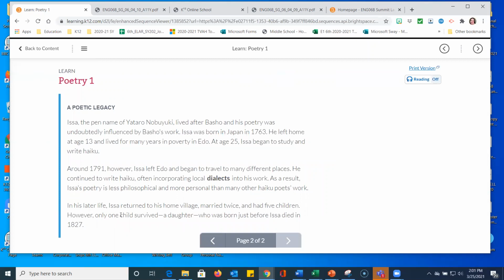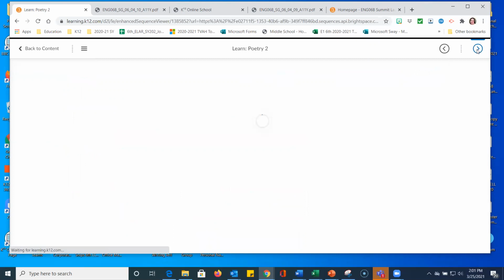In his later life, Issa returned to his home village, married twice, and had 5 children. However, only one child survived, a daughter, who was born just before Issa died in 1827. All right, moving forward to Module 2, sorry.